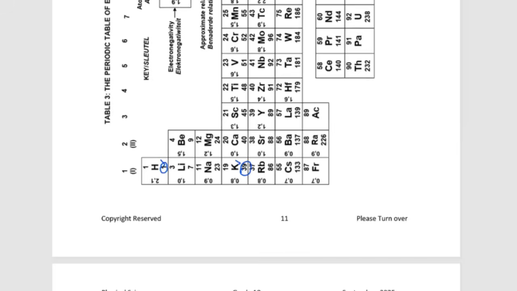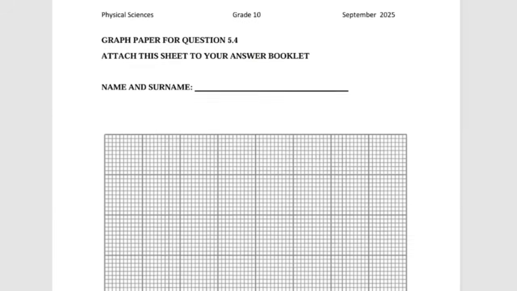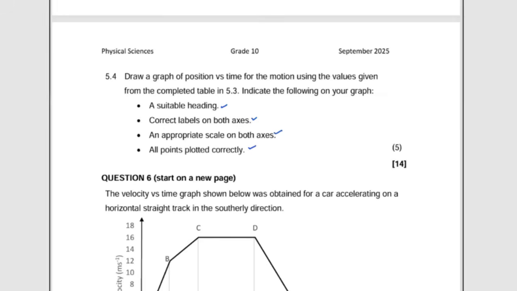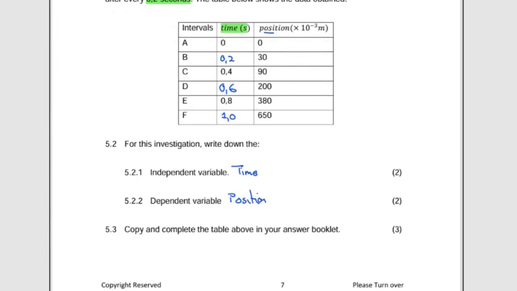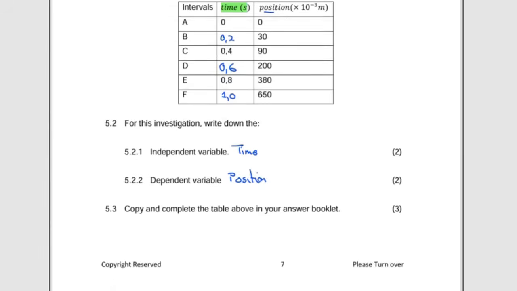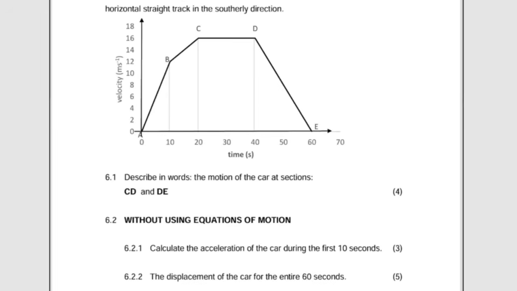Sorry about that. I'm going to scroll down. Allow me to quickly rotate this. Okay, this is our table. I'm going to use the graph paper there. Allow me to minimize it a bit so that it fits the whole screen. Let me quickly go back to the table. I have time versus position, so I'm going to write time versus position.